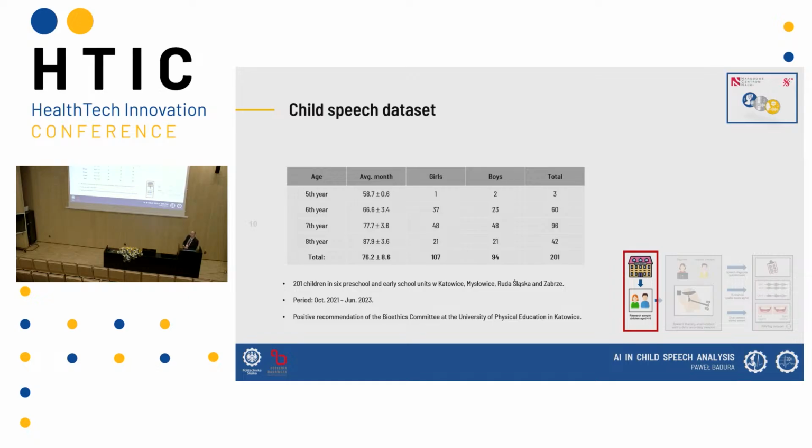After all, in the database, the average age was something about 6.5 years, 6 years and 4 months, as far as I remember, with mostly 5 and 6 year old children from 6 different units, preschools and early school units in 4 cities here, around here in the area, in the Silesia region. That's a pretty huge database. I will come back to it a little bit later.